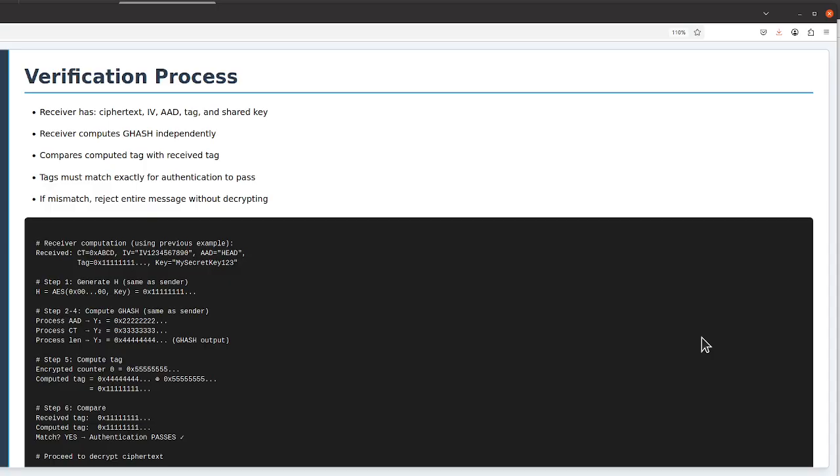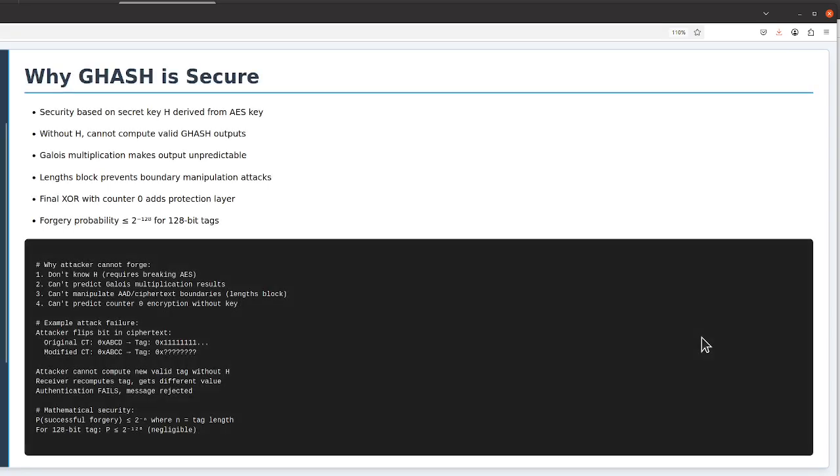If the tags didn't match, even by a single bit, the receiver would reject the entire message without decrypting. This is the power of authenticated encryption. Any tampering is detected before you even touch the plaintext. Why GHASH is secure. Let's understand why GHASH provides strong authentication.